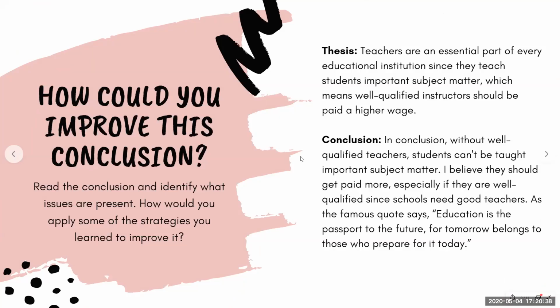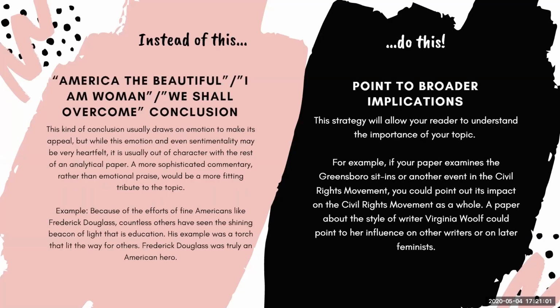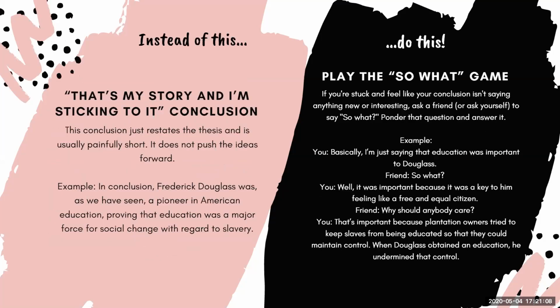Okay, so thinking about the things that we just went over, I want you to think about how you could improve this sample conclusion. So we're going to read through the conclusion, or rather, I'm going to read the conclusion to you. And I want you to identify what issues are present. You can call it any one of the ones that we went through. So you could say this conclusion is a grab bag conclusion, or it's an America the Beautiful conclusion. So you can use that wording that we've used throughout the presentation.